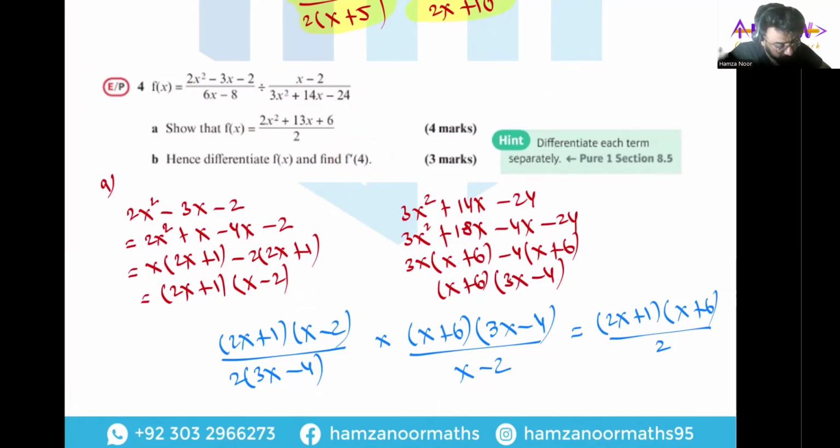First thing first, I'm going to factorize this quadratic expression 2x squared minus 3x minus 2. So 2 times 2 is basically 4, and after subtraction, we need to get minus 3 in between. So 2x squared plus x minus 4x and then minus 2. Taking x as common multiplied by 2x plus 1, taking minus 2 as common multiplied by 2x plus 1. Therefore, the fully factorized form is 2x plus 1 multiplied by x minus 2.